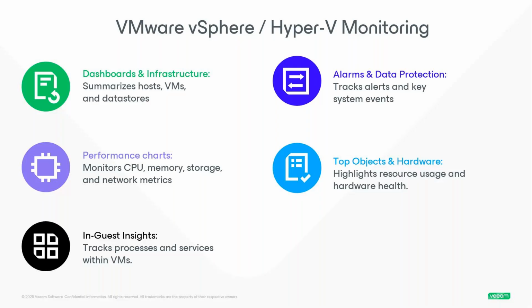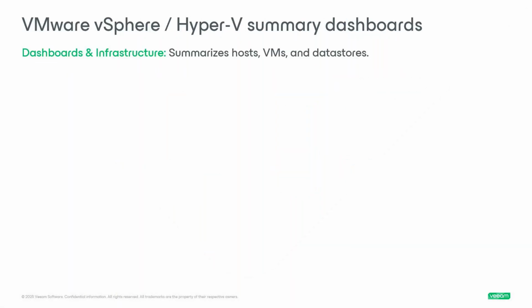But you get dashboard and infrastructure view, which essentially summarizes hosts, VMs, and data stores, performance and network information as well, CPU, memory, storage, in-guest insights, so you can track processes, services, and create alarms or automated actions based on that, alarms and data protection, further alerting and key system events, and top objects and hardware, so you can look at resource usage. So if you're just trying to rebalance resources or load balance, or if you're planning to make infrastructure changes, or if you just want to verify that the hardware is in good shape, you can get reports on that. So starting with the dashboard and infrastructure.